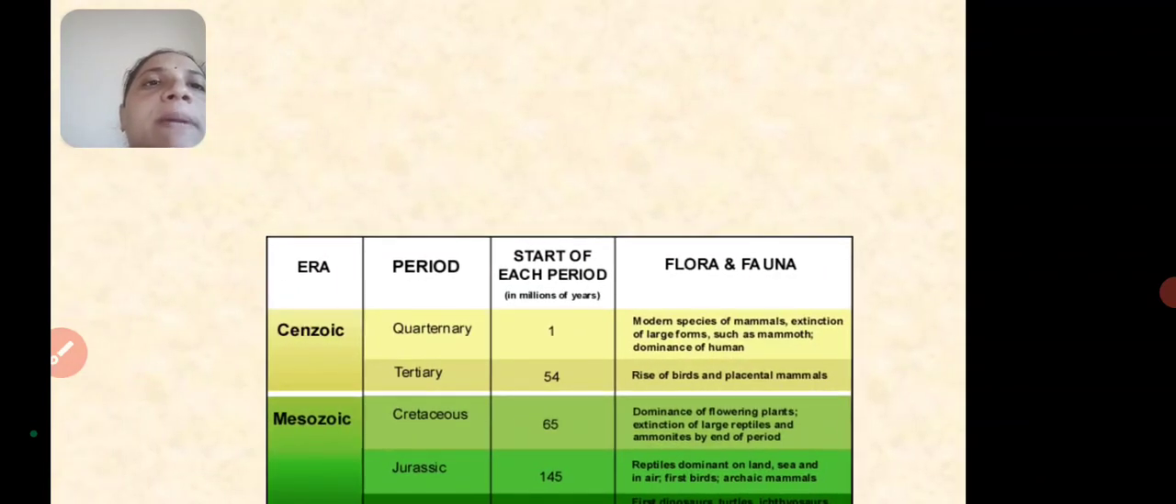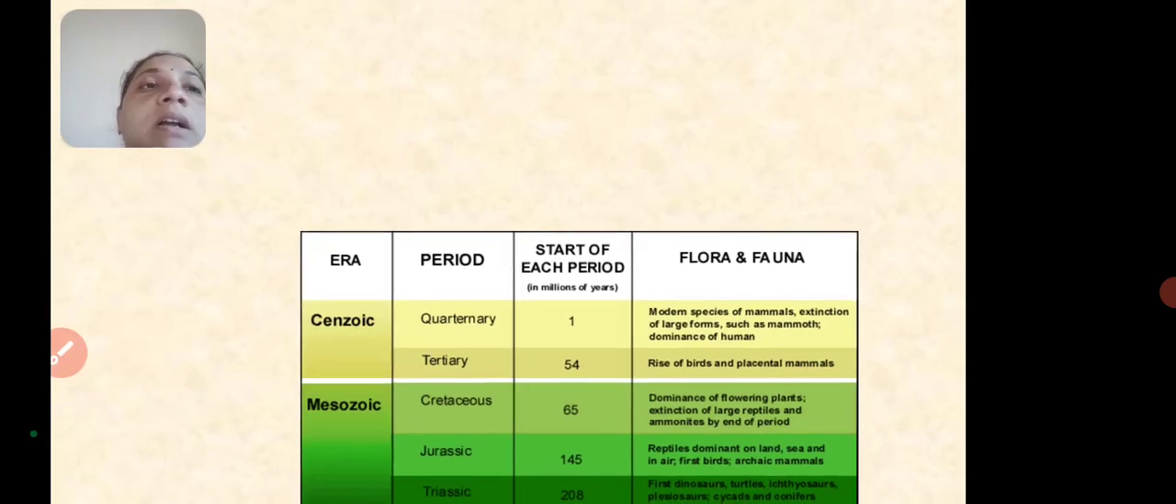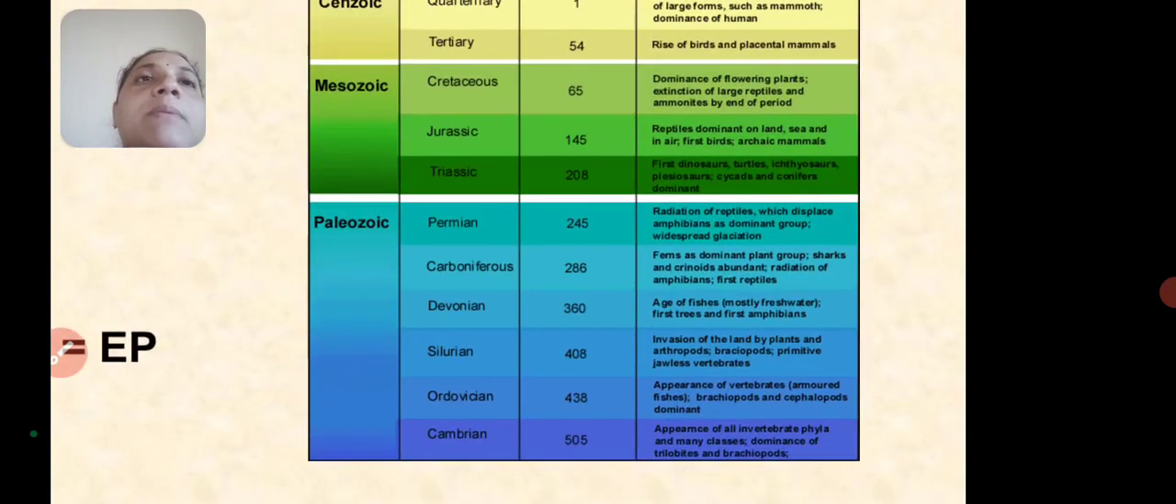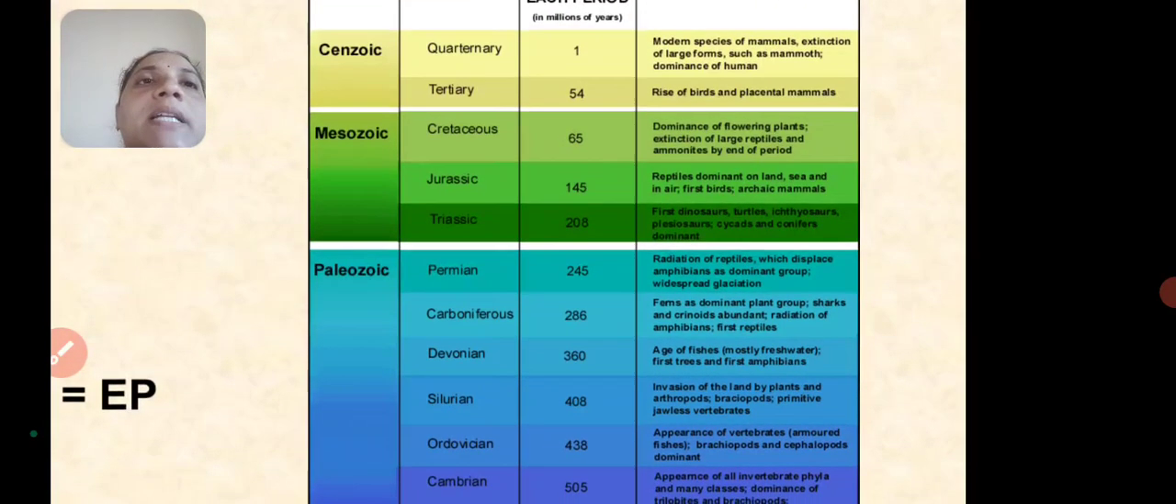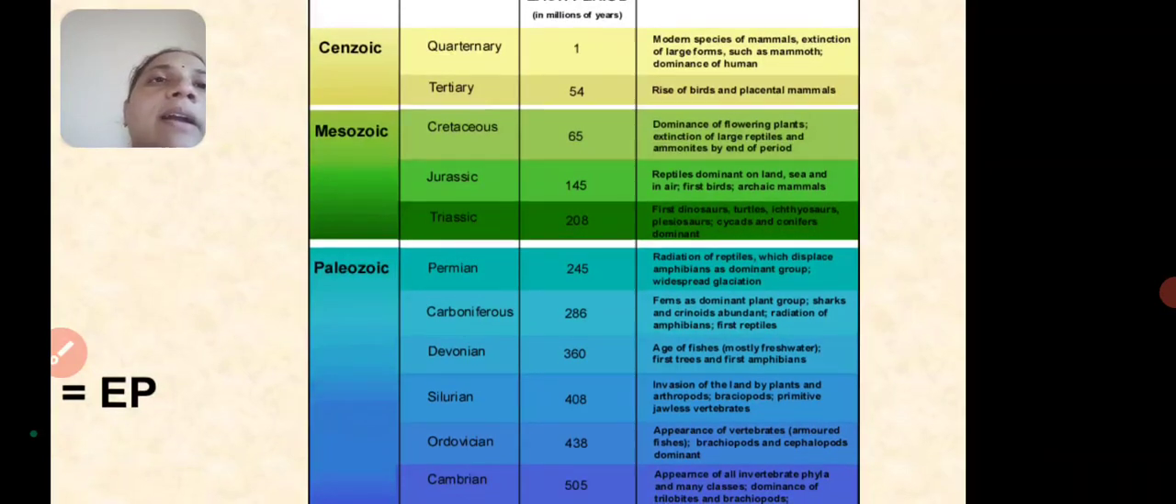So, in the Cenozoic era, 1 million years ago, the flora and fauna developed, that is, the modern species of mammals, extinction of large forms such as mammoths, and dominance of human beings. What we observed in the Tertiary period, 54 million years ago, is the rise of birds and placental mammals. In the Mesozoic era, 3 periods are there: Cretaceous, Jurassic, and Triassic.